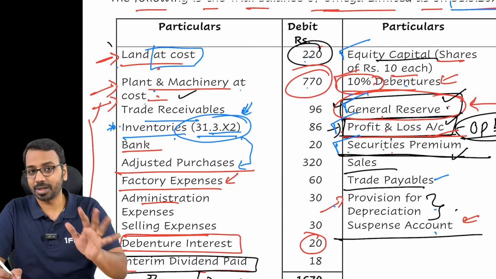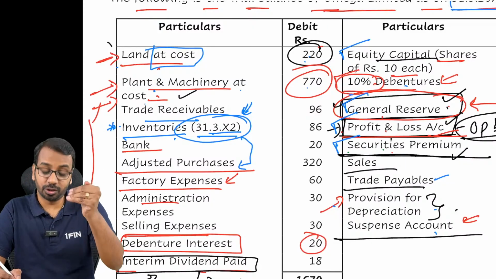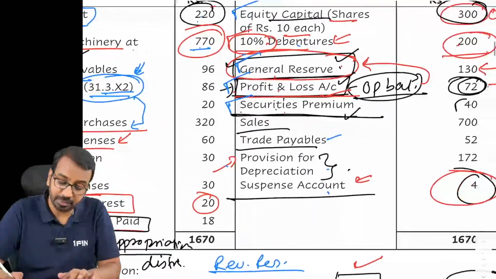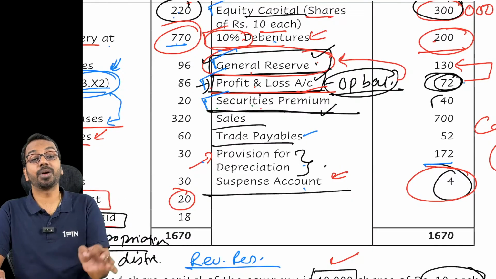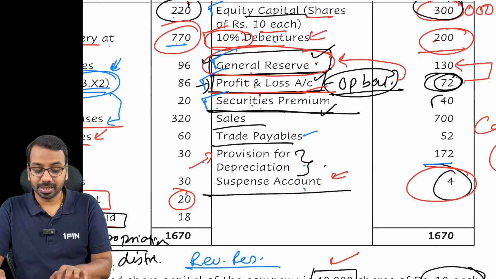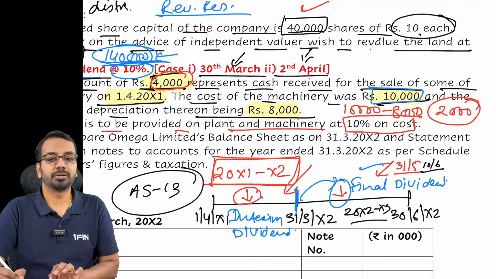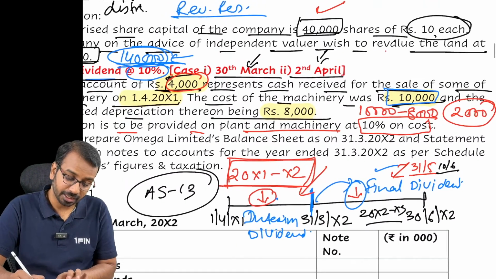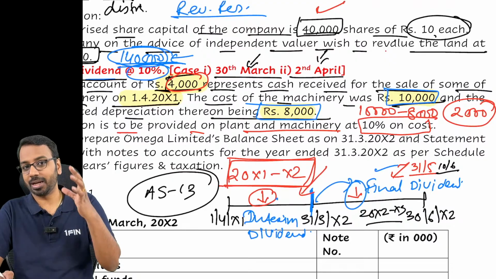So first we have to close out that adjustment, and then we have to see how to prepare the schedule for the asset account. Now plant and machinery at cost is 770, and provision for depreciation is 172. These are the numbers appearing in the trial balance, and in the adjustment they have told us machinery costing 10,000 has been sold, and depreciation thereon is 8,000. So 8,000 also we have to eliminate.